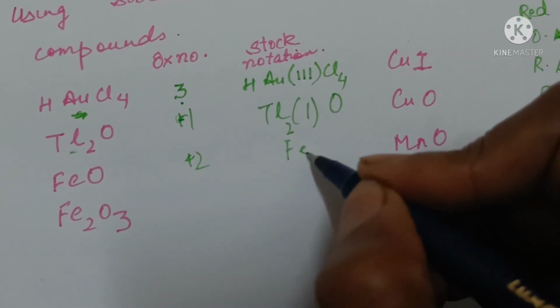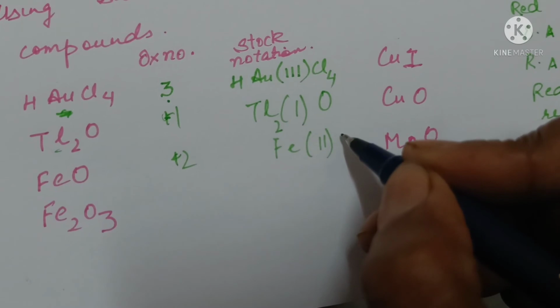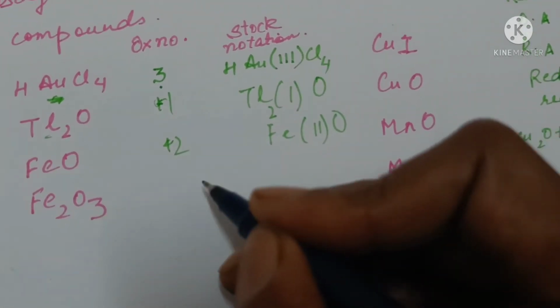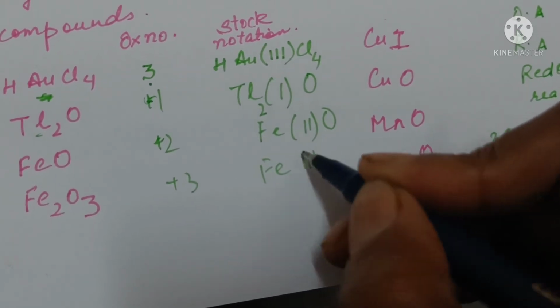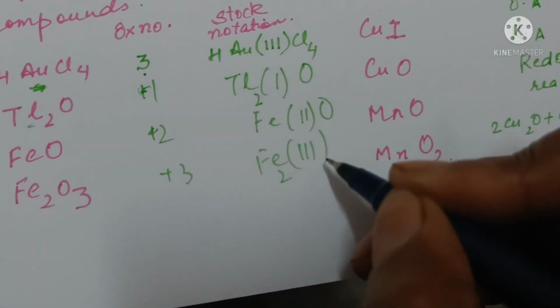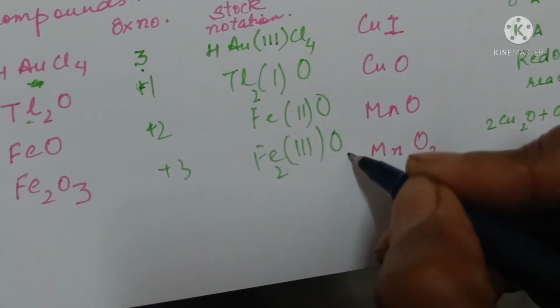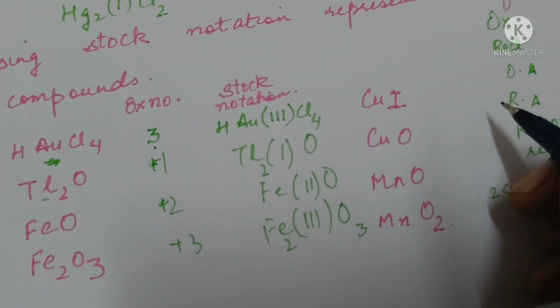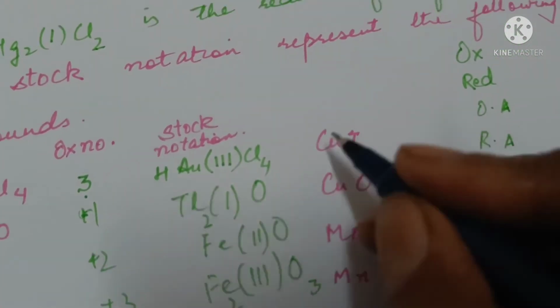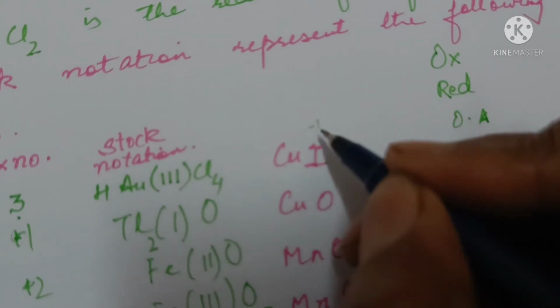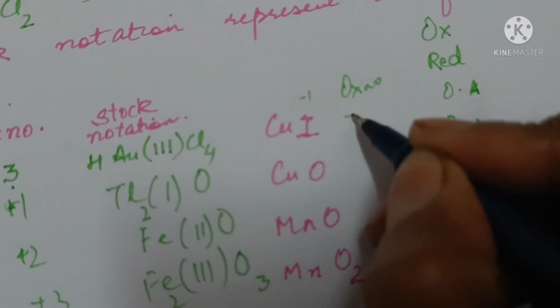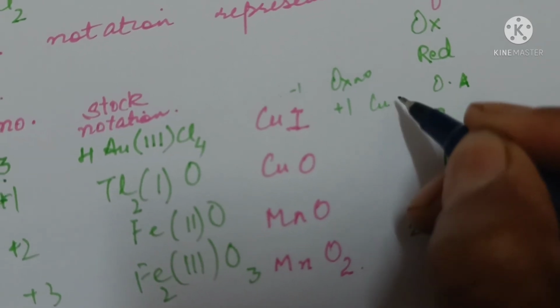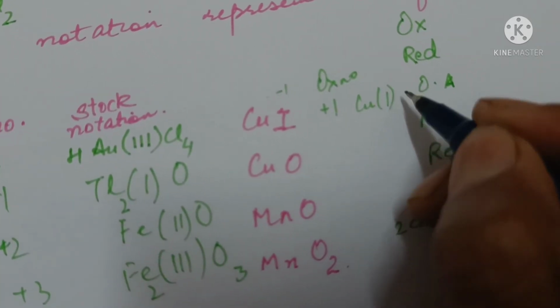so we will write Fe(II) oxide. Here it's +3, so we will write Fe(III) oxide, Fe2O3. For copper, we will write CuI. The iodide is -1, so the copper is +1. So the oxidation number will be +1, and the compound will be written as copper(I) iodide.